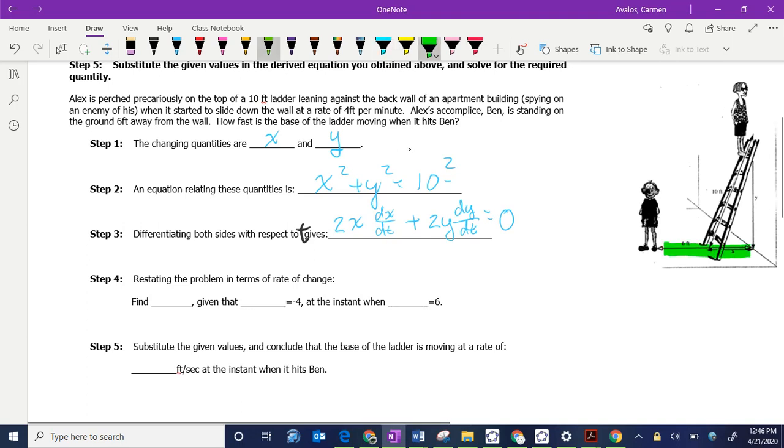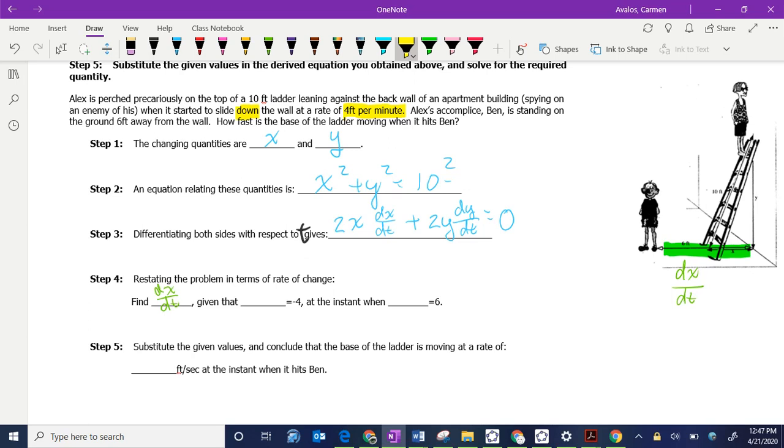And so what we want to know is how fast it's going. So it's going to be how fast x is changing as time is passing, the change in x over the change in time. So how fast is it moving? We want to find dx/dt given that. And now we notice that the rate here is going to be important. They're giving us that it is sliding down at a rate of 4 feet per minute. So that's your rate there.